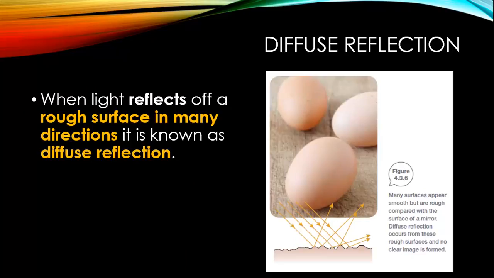So this is diffuse reflection. When light reflects off a rough surface in many directions, it's known as diffuse reflection. The surface of an egg isn't perfectly smooth. It's got little bumps and lumps on it. You can see on this diagram down the bottom underneath the egg where you've got light rays coming in at the same angle, then hitting the surface and bouncing off in all different directions. That's called diffuse reflection.